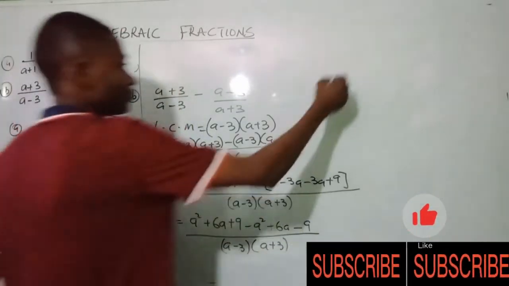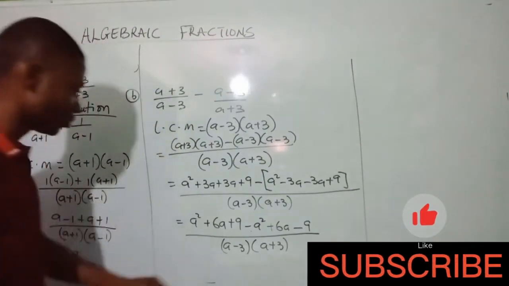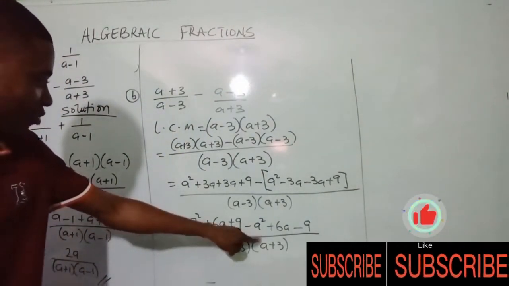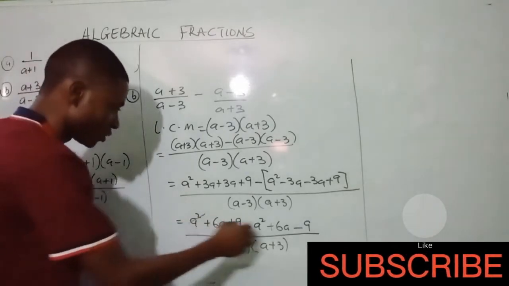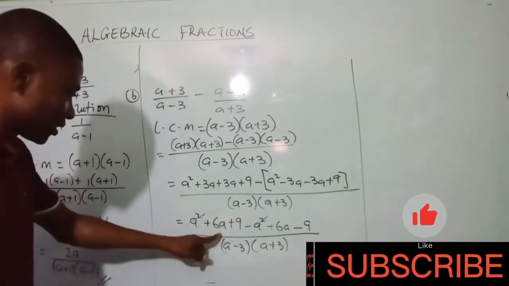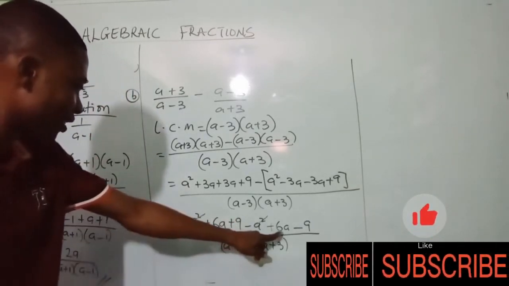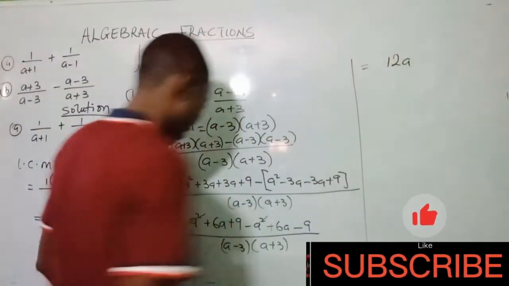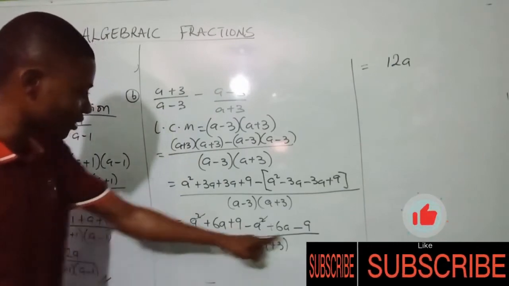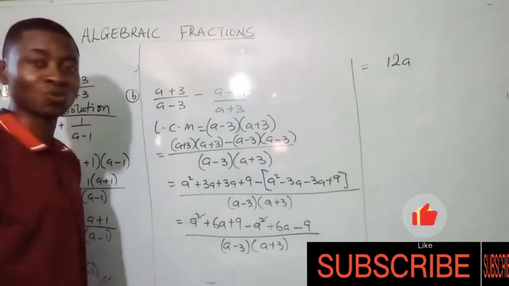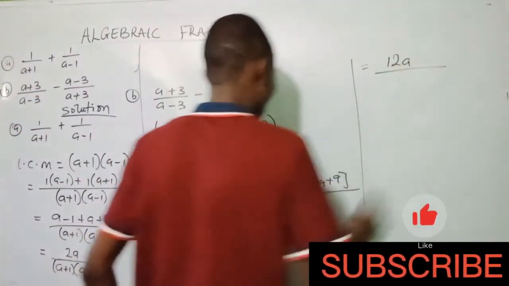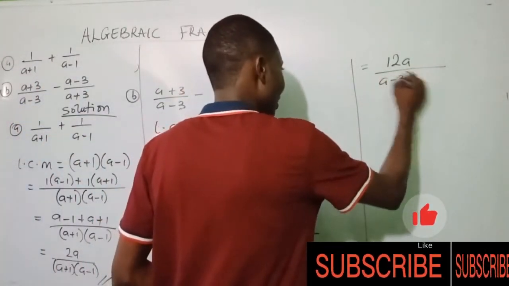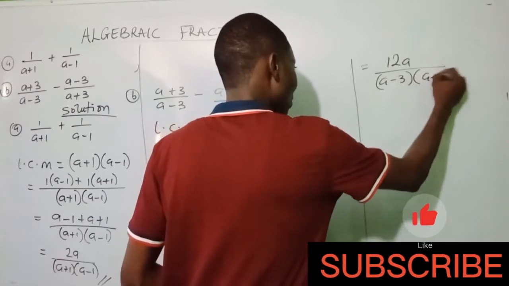So what do I do now? The next thing we're going to do is collect like terms. Look at this: a square minus a square. This goes with this. So this is 6a. 6a plus 6a will give us 12a. This is plus 9. Plus 9 minus 9 is 0. So our final answer will be 12a over a minus 3, open bracket a plus 3.